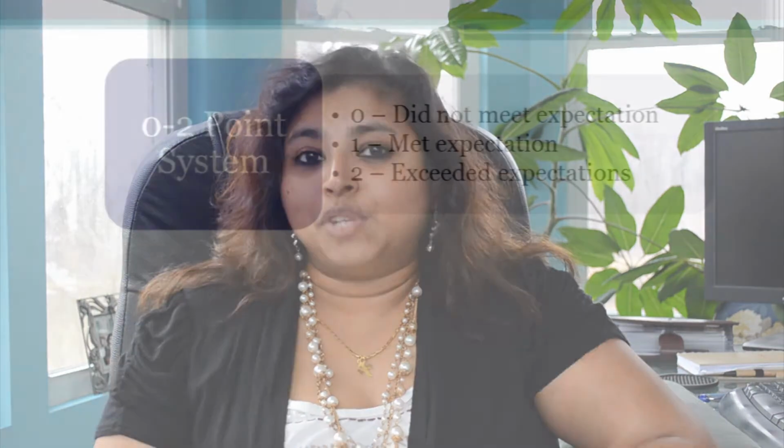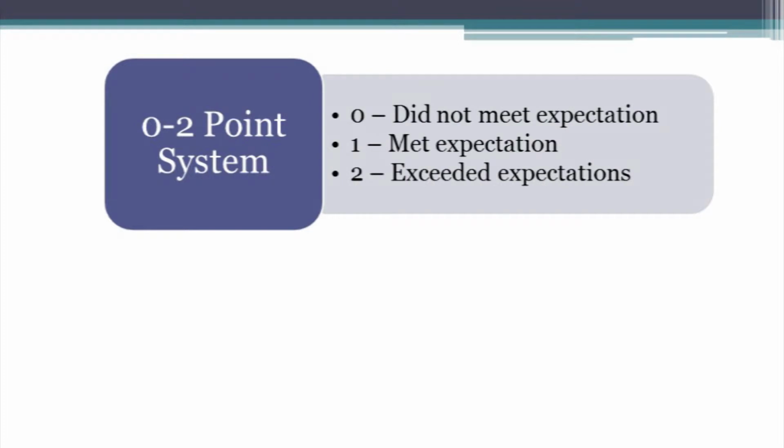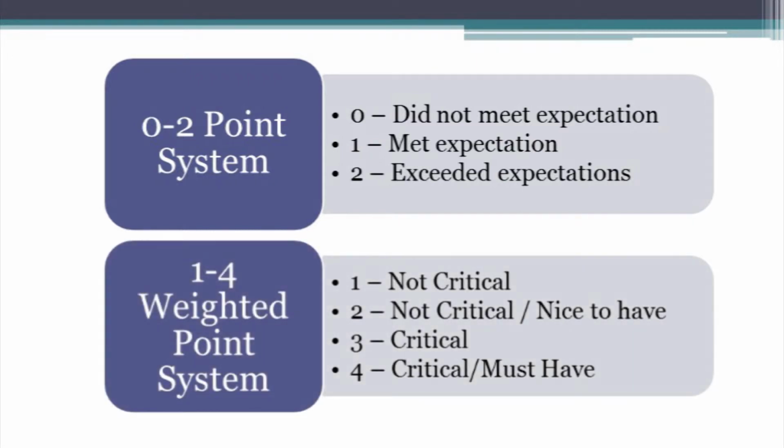This point system is going to help you evaluate and look at each one of these key areas objectively. You can do a 0 to 2 point system. 0 meaning it did not meet expectations, 1 met expectations, and 2 exceeded expectations. It's important to not have this point system so complicated because you want it to be very simple and very objective.